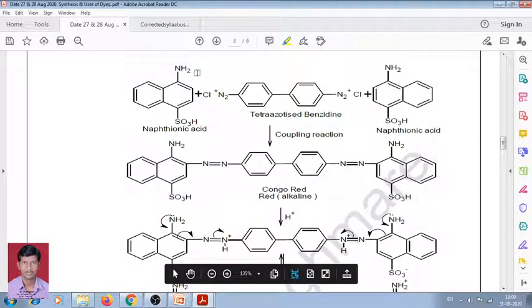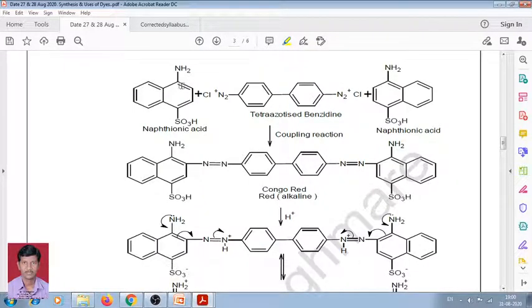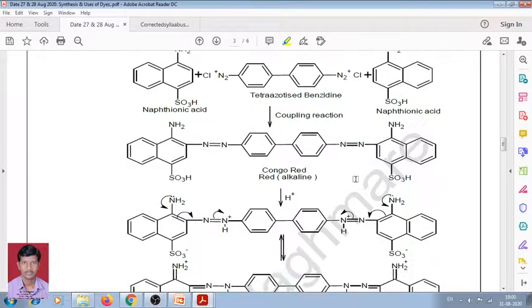This lone pair of electrons is conjugated with this bond, and therefore this bond gets shifted here. It becomes a minus charge, and this minus charge, the anion, will attack the positive charge of the diazotized nitrogens from both sides, and a new N double bond N is formed. This is the structure of Congo red, and it has a red color in alkaline medium. Okay, means Congo red is prepared.